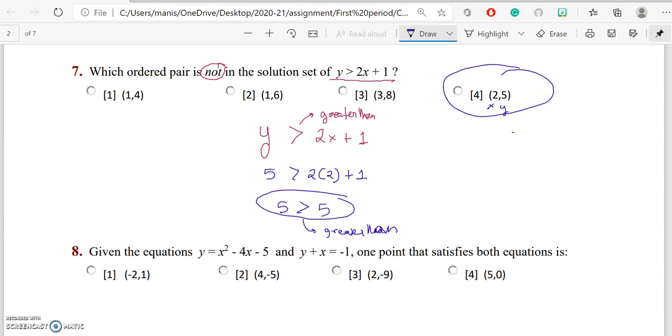Now on the other hand, if you try to plug in values for x and y for all of them, you will get the inequality true. It will be y is greater than 2x plus 1.